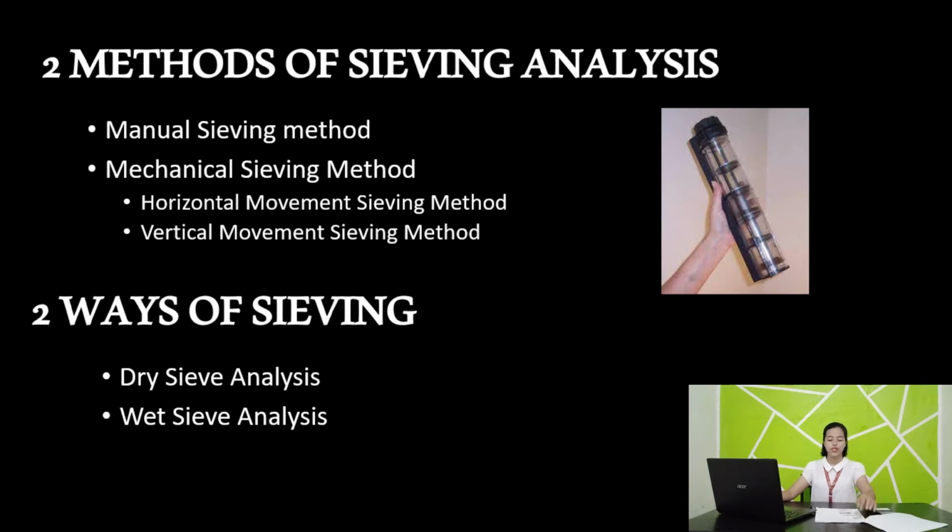Let us discuss first what is dry sieve analysis. By definition, dry sieve analysis is testing particles in a dry state in which larger particles are tested, while wet sieve analysis is done after the dry sieve analysis to remove the particles smaller than 75 micron. 75 micron is the size of the opening of the last sieve in the mechanical sieving machine.